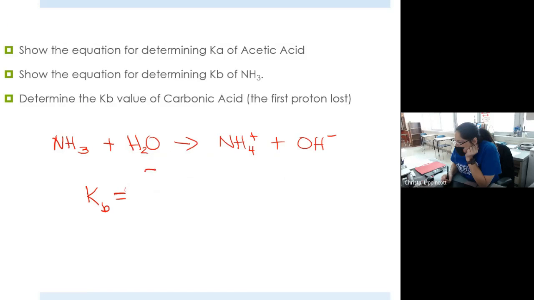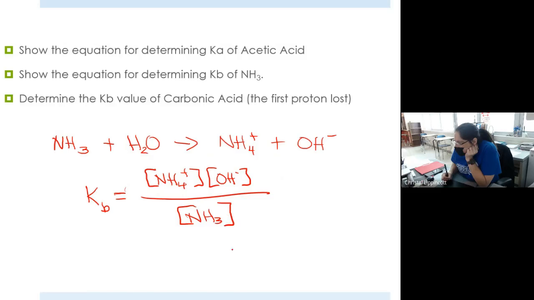So we're going to have the NH4 plus concentration, the OH minus concentration, and that's going to be over the concentration of the NH3. Okay? And then we'll talk about this guy in just a second. Does that make sense? All right.